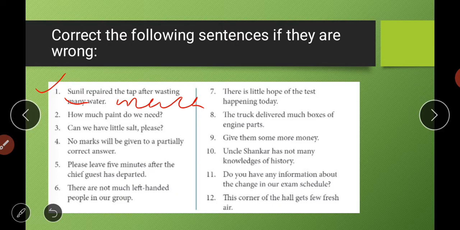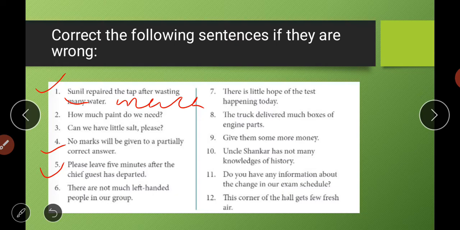Next, second done, third done, then let us talk about fourth now. No marks will be given to a partially correct answer. So there is no problem in this sentence, this is correct. Next, if we talk about the fifth one, please leave 5 minutes after the chief guest has departed. So again, yes, there is no need of correction. This sentence is right.